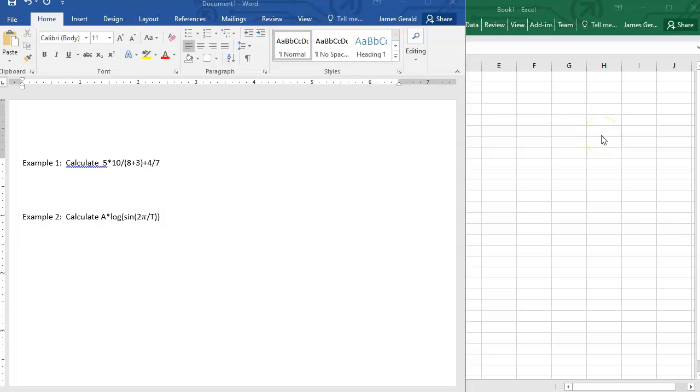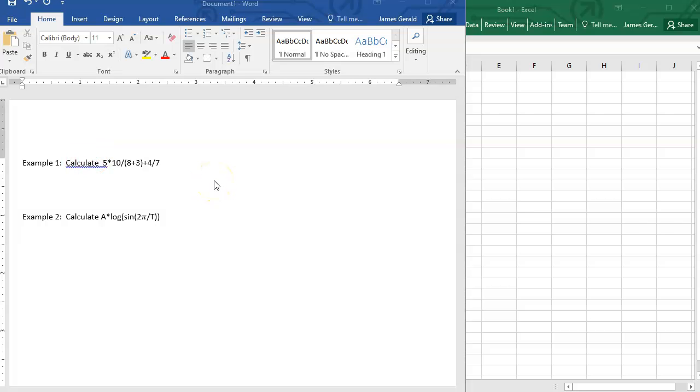To start you off with this set of problems on order of operations and using Excel, I wanted to do a couple of examples for you real quick. And so here are two examples. One is like a number of the problems in the homework.